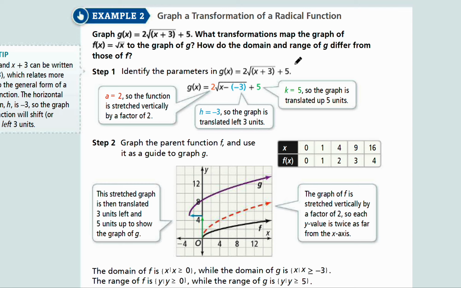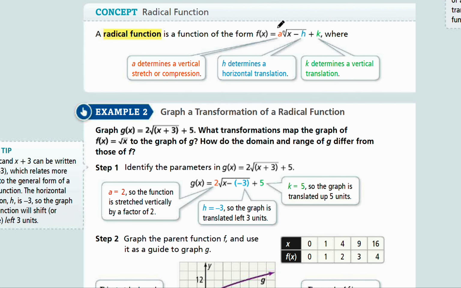What transformations map the graph of the parent function root x to the graph of g? How do the domain and range of g differ from those of f? First of all, we're going to identify a, h, and k. These are called parameters, okay? A is 2, h is negative 3, because remember it's x minus h. So your h is not just positive 3, it's negative 3. K is 5. So you have a point at negative 3 comma 5. That is the endpoint.